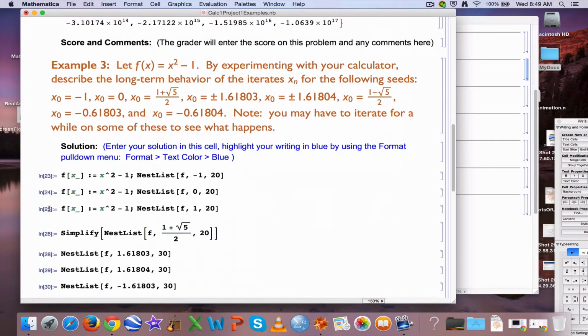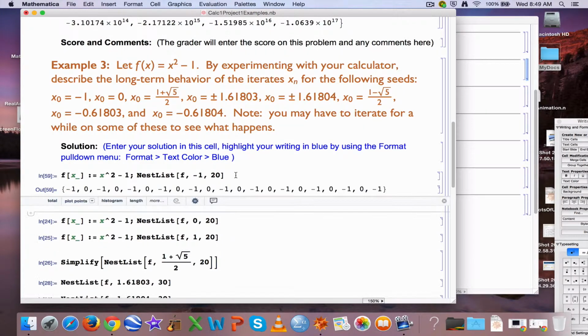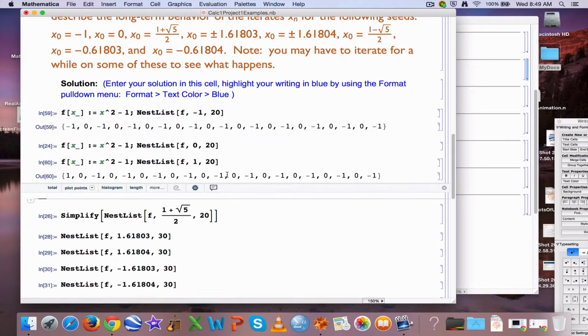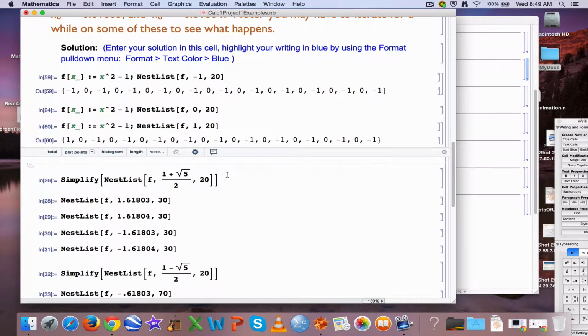Alright, what about this example? The function was x squared minus 1. We saw lots of different kinds of behavior with this one. Some of it cycled back and forth between -1 and 1. Some of it eventually cycled between -1 and 0, excuse me.